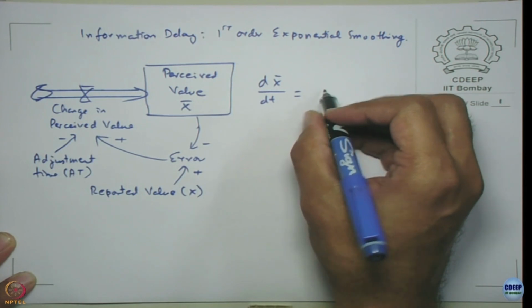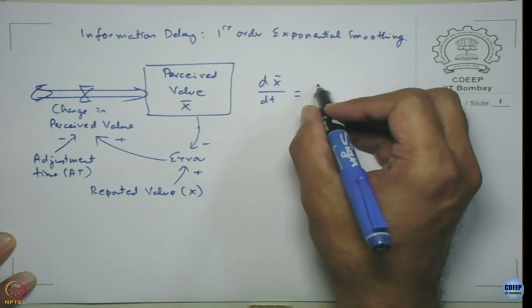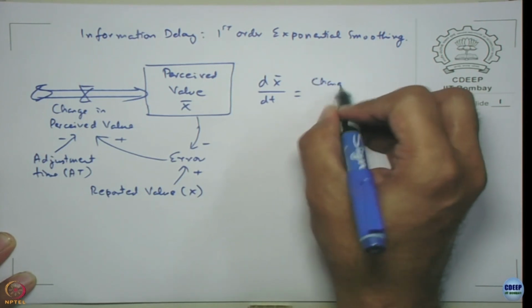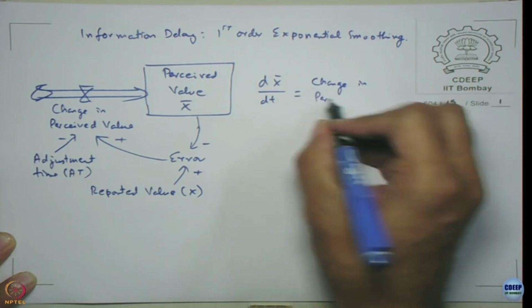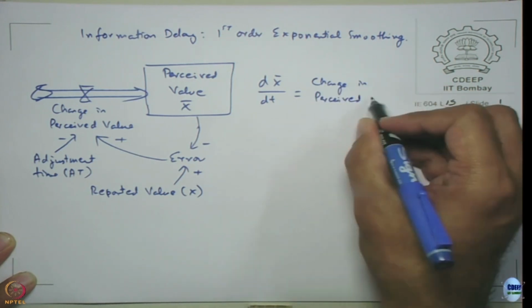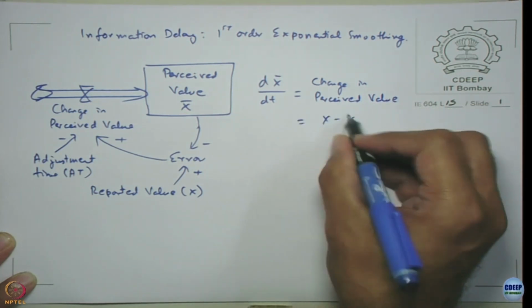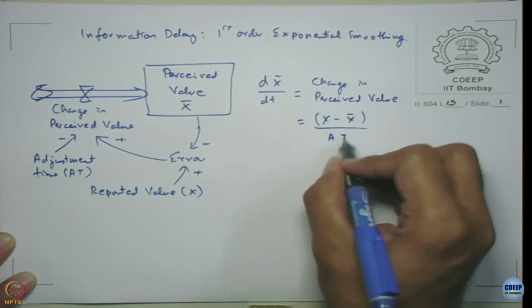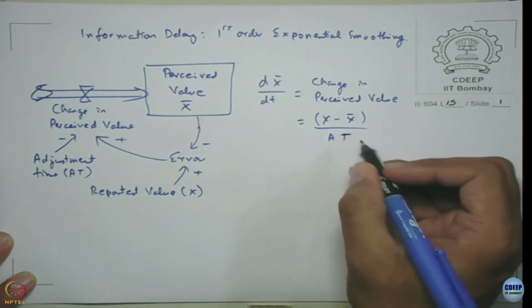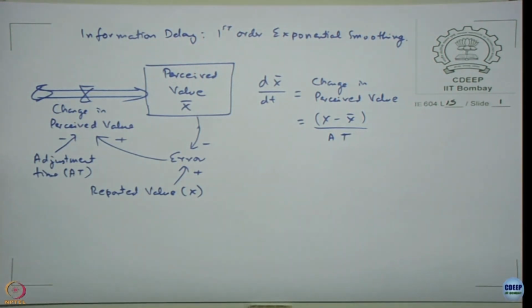There is nothing but, let us write it, change in perceived value, which is nothing but x minus x bar by your adjustment time. This is a first order information delay, or first order exponential delay, or first order adaptive smoothing. There are various terminologies that are used to represent the same thing.